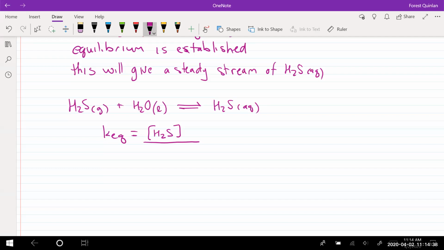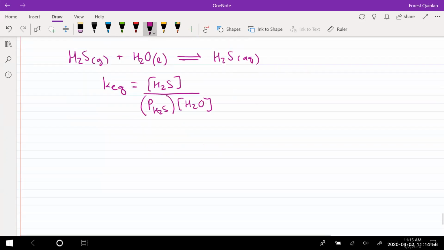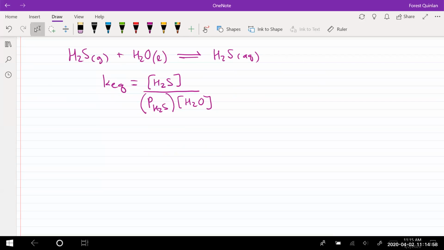Okay. I just want to point out that since this is a gas, we should put the pressure of the hydrogen sulfide down there. I'm going to put this here real quick, just so we keep it. If we were to write the KEQ for this reaction, this is what we would nominally do. Of course, you would say get rid of the water because it's a liquid, right? Because it's a liquid, get rid of it.